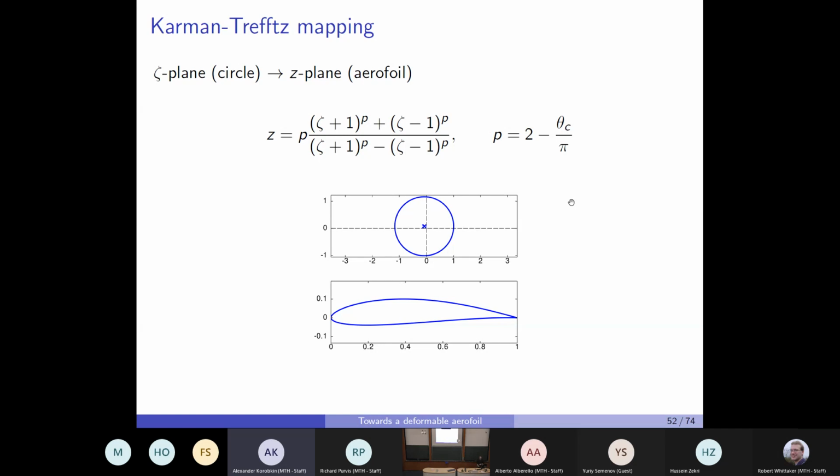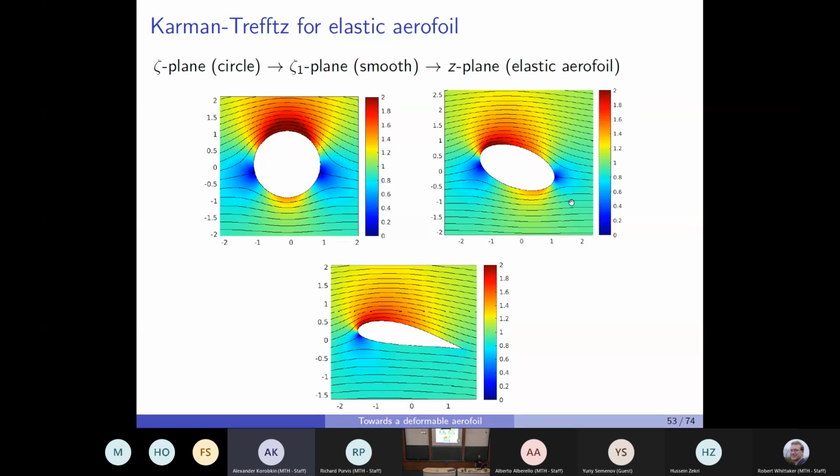It's not quite as simple as that for us, because we want to allow this shape to deform in response to the flow and to accommodate itself to the flow so I can get a steady solution. I don't know what the aerofoil shape is going to be in advance. So I need to modify this Karman-Trefftz mapping a little bit. That's what this diagram is showing, and introduce an intermediate mapping plane. So reading from the top left, we start with a circle, then we deform to some shape, and then that shape gets mapped via the Karman-Trefftz mapping to the aerofoil shape with the prescribed corner at the bottom.